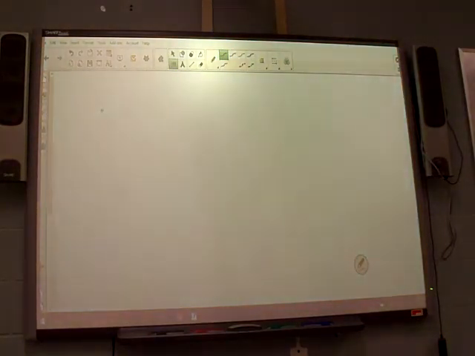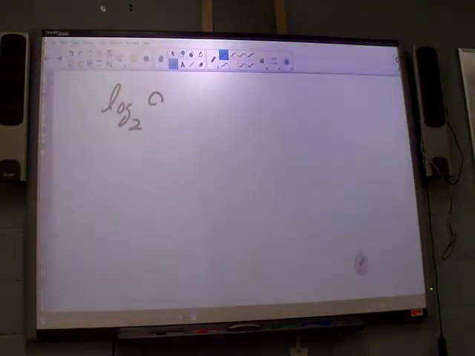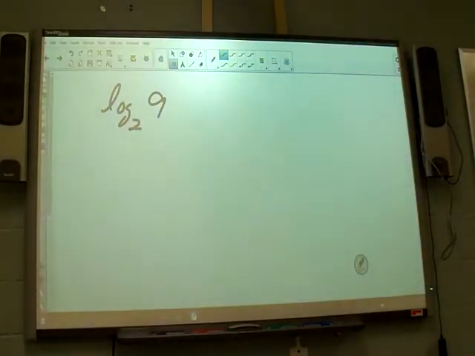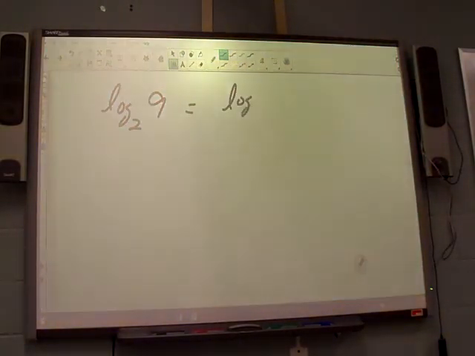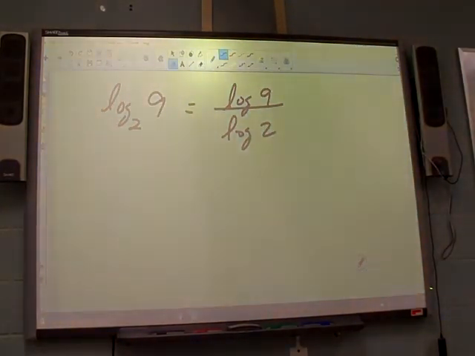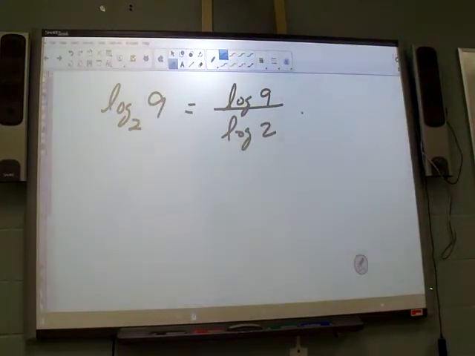If we had log base 2 of 9, let's go through this the different ways. First off, let's do it using that change of base formula. Using the change of base formula, this would be the common log of 9 divided by the common log of 2.